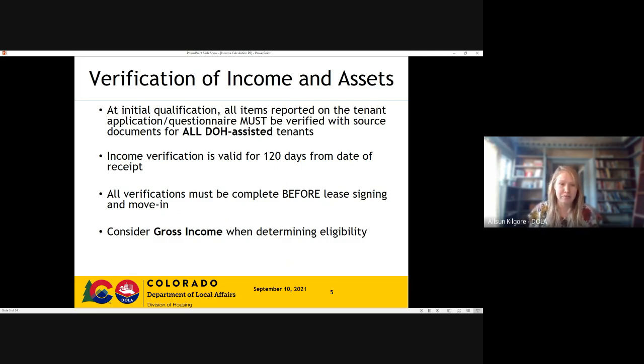And just a friendly reminder to always be using the gross income when you're determining eligibility.